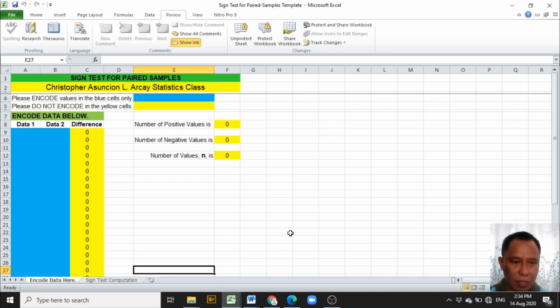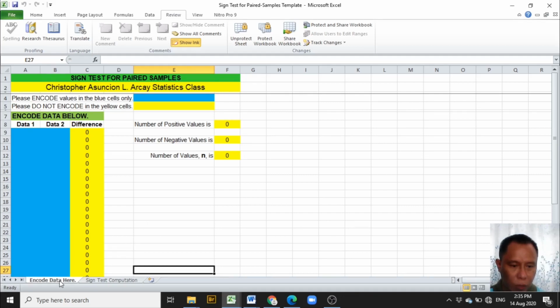This is an Excel template of sign test for paired samples. If you notice, there are two types of cells being colored: the blue cells and the yellow cells. The blue cells are the cells where we are going to encode our data, while the yellow cells contain default values that we are going to read after the data have been encoded.